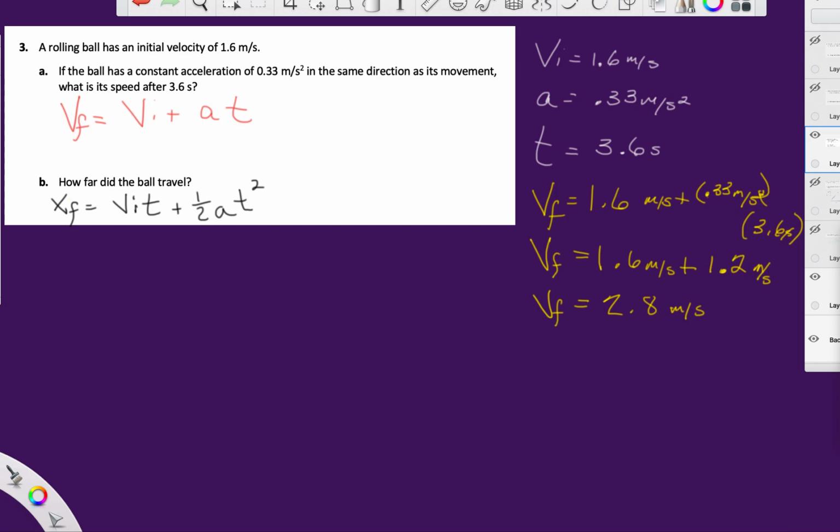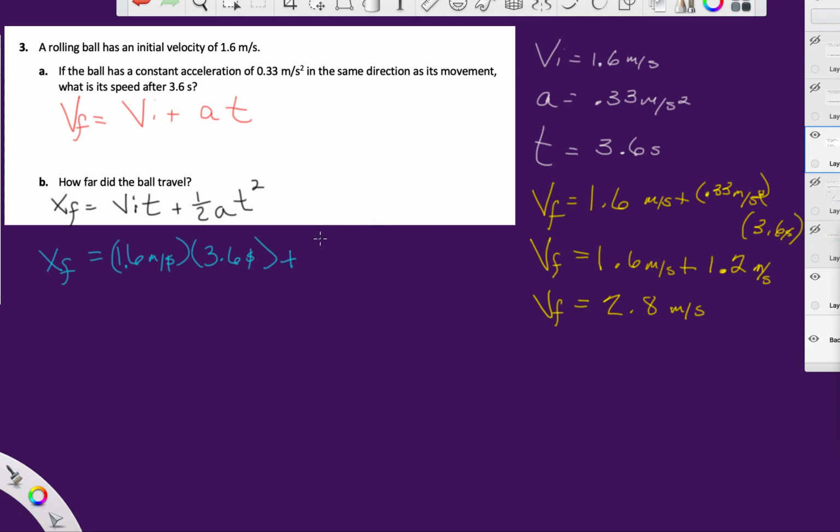Let me go ahead and write out everything as we see it. So x final, part B, is initial velocity 1.6 meters a second, times our time, which is 3.6 seconds. That second's going to cancel out with that second, and we have meters. We are on the right track.